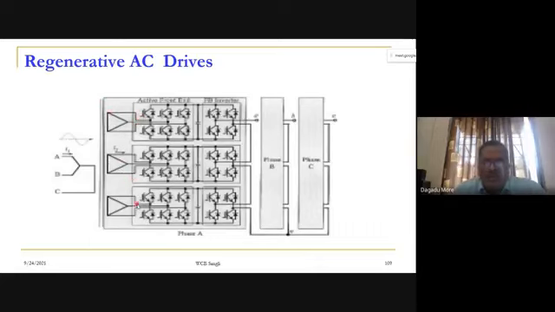Any question on this? Any doubt regarding the drives? We use AC drives fed from multi-level inverters, and we considered all topologies: diode clamped, flying capacitor and cascaded H-bridge. We also considered regenerative braking and non-regenerative or dynamic braking of the AC drives.